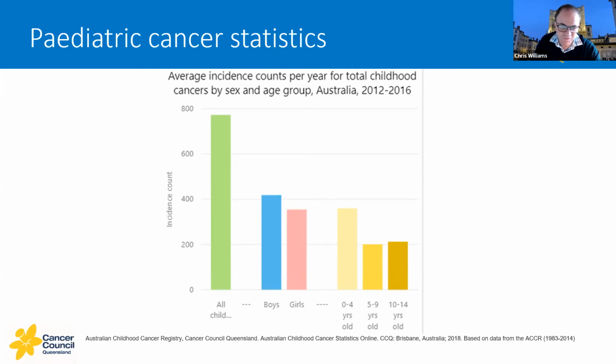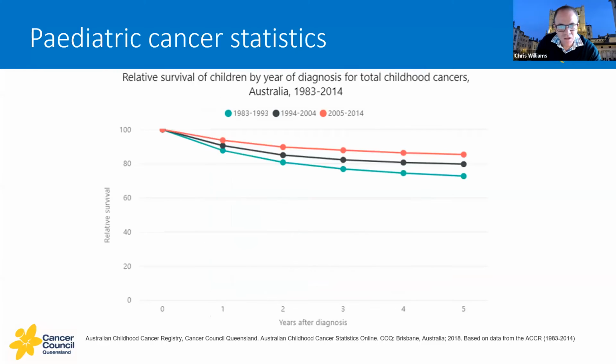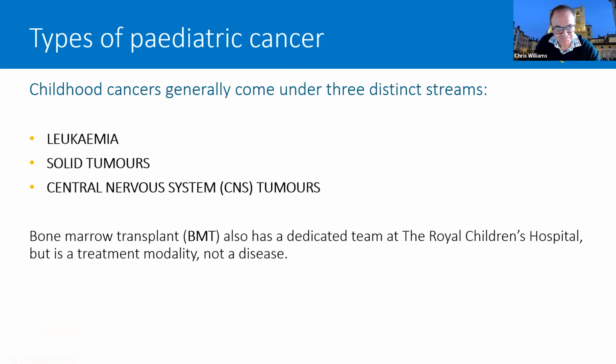And a lot of that's because of leukaemia, which is our most common cancer we'll see. Relative survival curves, if we look at the percentage of children alive after 5 years, you can see that from the last 20 to 30 years, that has come up considerably. And overall now, about 83 to 84% of children will survive their disease and still be alive after 5 years.